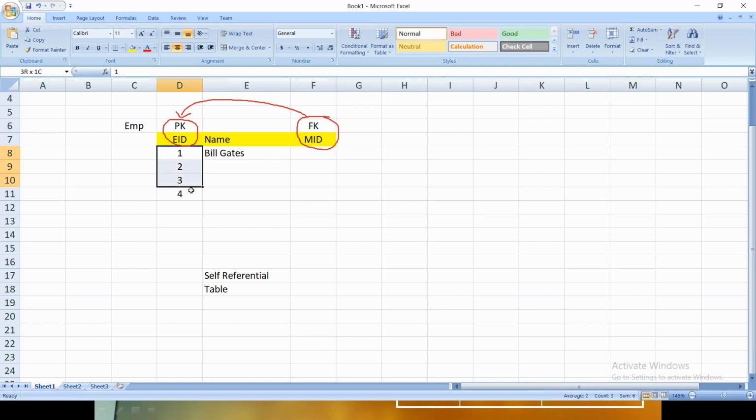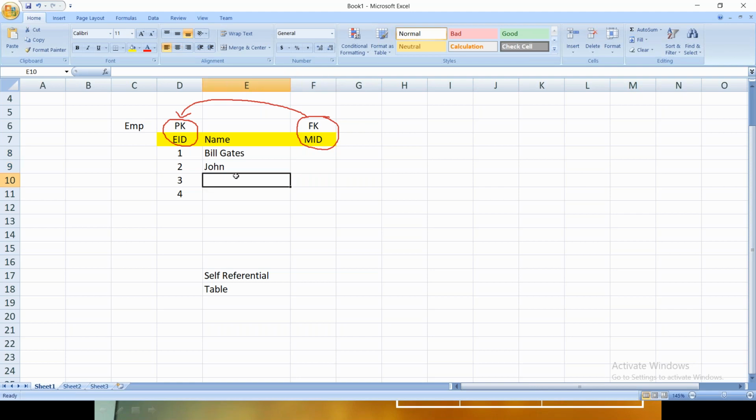Clear? But this is a primary key. You cannot have null here. So next, say, John is one more partner. John is also one of the partners. So he doesn't have any boss. These two are the partners for Microsoft. They don't have any boss. They are the boss for the company.